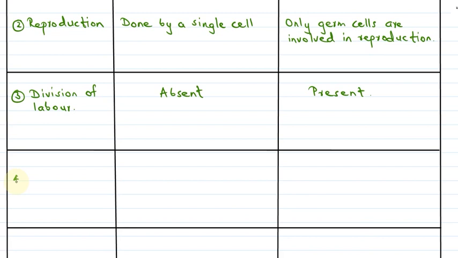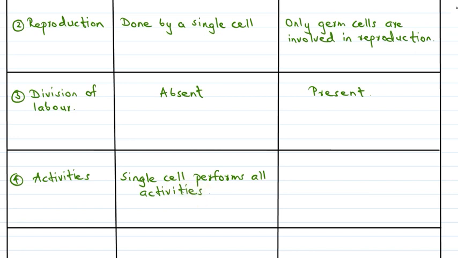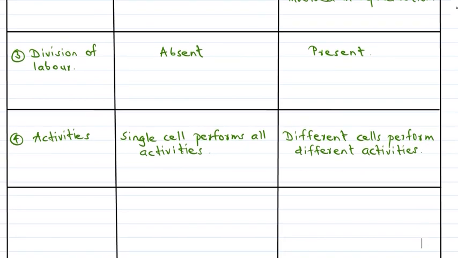Alright. Then the next difference would be based on the activities. So here a single cell performs all the activities in case of unicellular organisms, whereas in case of multicellular organisms there are different cells that perform different activities.